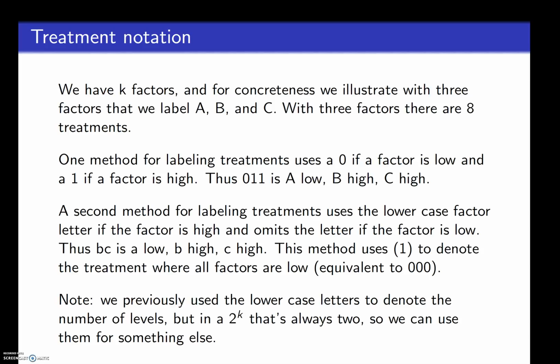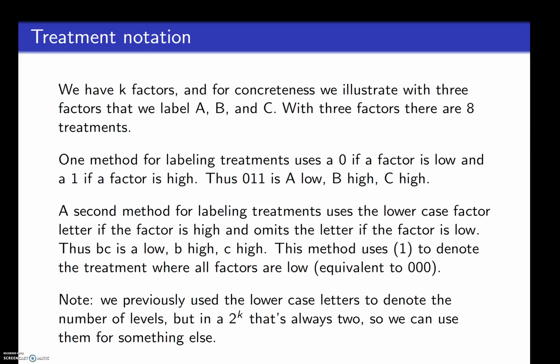There's another method that he talks about also in the book, which uses the lowercase factor letter if the factor is high and omits the letter if the factor is low. He says this is more common. I don't have an opinion about that. I don't see this in my practice, but that may be just my experience rather than his. So if, for example, we have A low, B high, and C high, this method would use the label BC. A is left out because A is low.